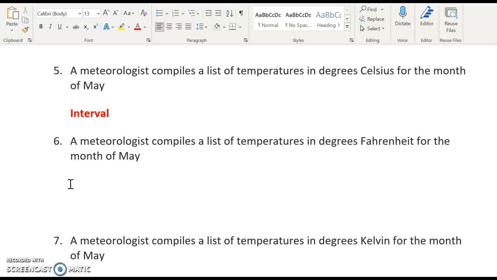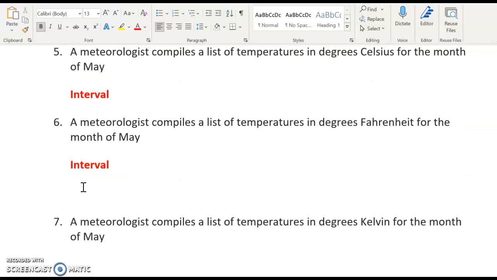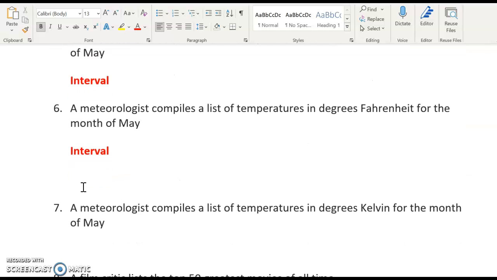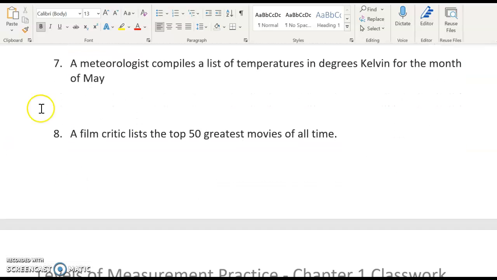All right, let's look at the next one. A meteorologist compiles a list of temperatures in degrees Fahrenheit for the month of May. Okay, so we're still doing temperatures. So this is going to be interval for the same reasons as the problem above. Remember, interval and ratio are quantitative data. Nominal and ordinal are qualitative. All right, let's look at this one.